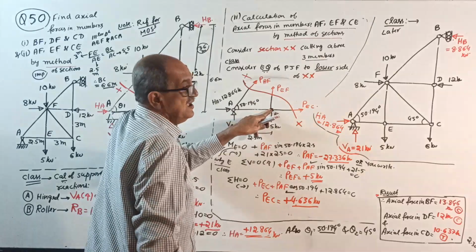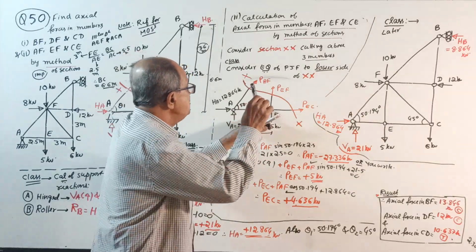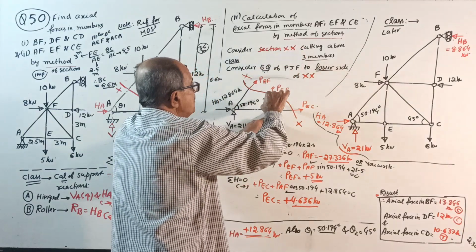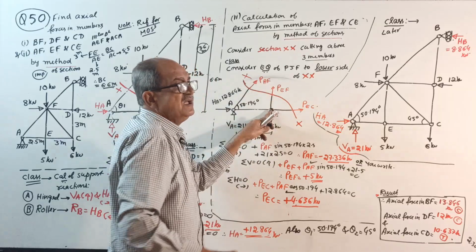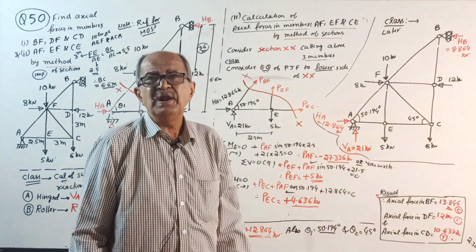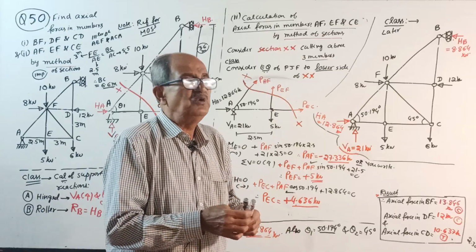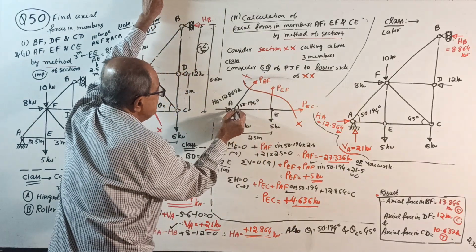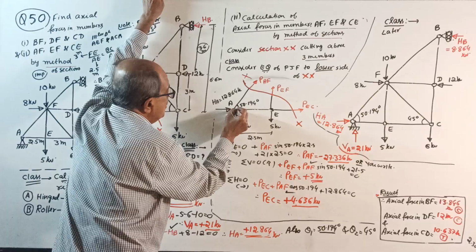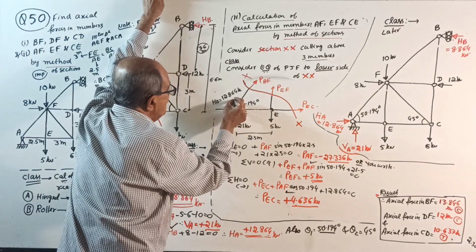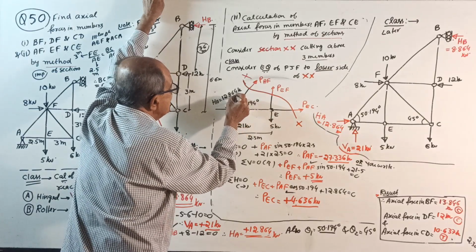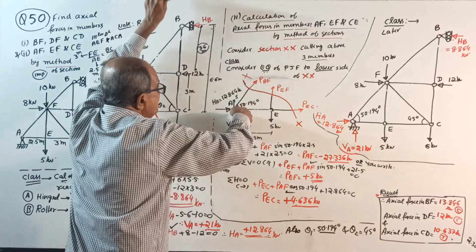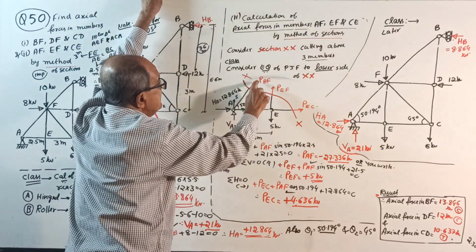Now do one thing. Make a note. When you take moment about E, this PAF is an inclined force. You require the perpendicular. But so many people don't like it. So this time, easy solution. What you do? This PAF is passing through A. So here, one horizontal component cos, vertical component sin you write here. Then if you take moment about this point, this vertical component, how much is it?